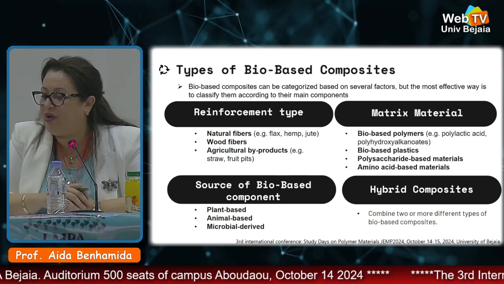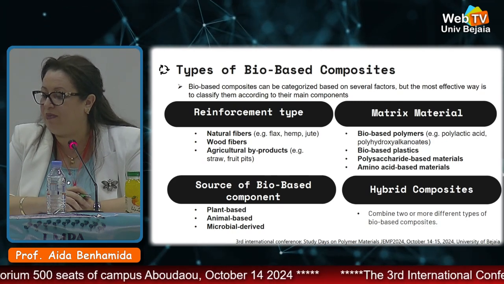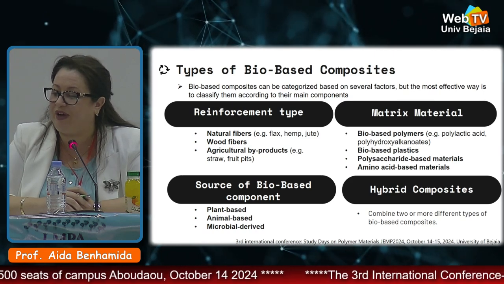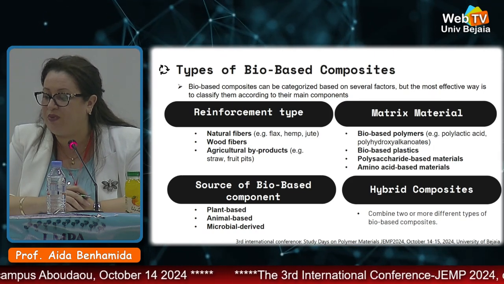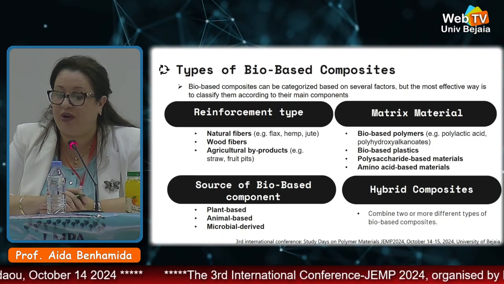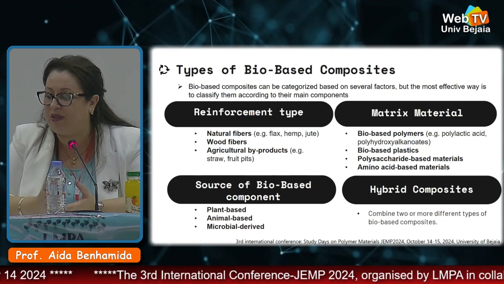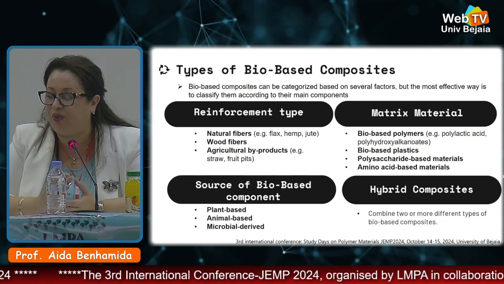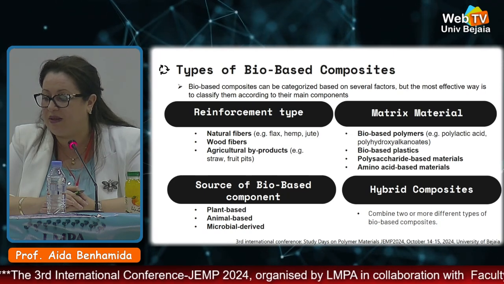Bio-based composites can be classified based on several factors, but the most effective way is to classify them according to their main components. We can first classify them regarding the reinforcement type. We can talk about natural fibers such as flax, hemp, and jute, wood fibers, and agricultural byproducts.